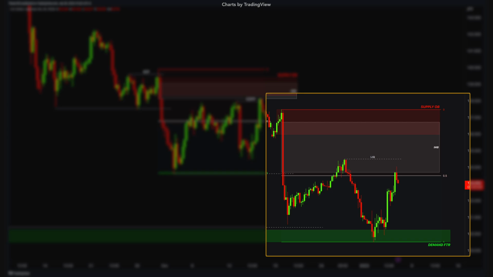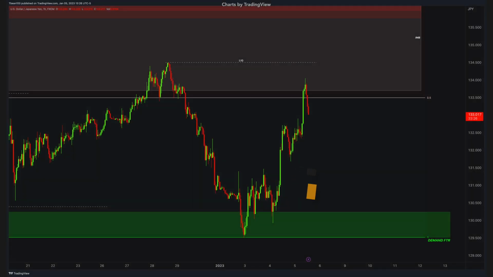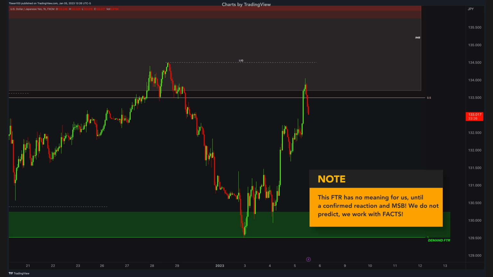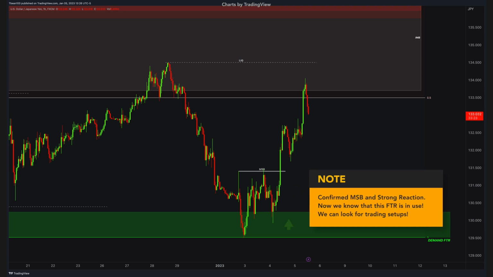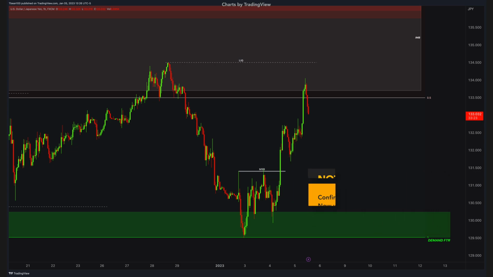Let's focus on this area within a 1 hour time frame and see what we have. Until this point, this FTR has no meaning. The price can easily fall from this demand and it could be useless. We do not know that, and we do not try to predict if this demand area will work or not. It is not our job. With this market structure break, after the demand reaction, right now we have a fact, a real fact. Now we know that price reacted to this demand. Price action trading works on facts and previous data. It is not a guessing game.